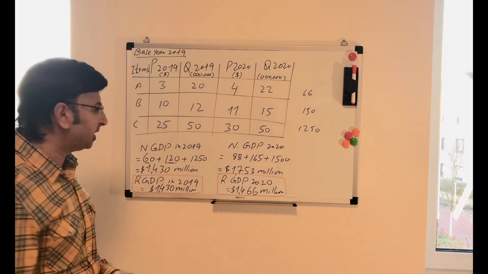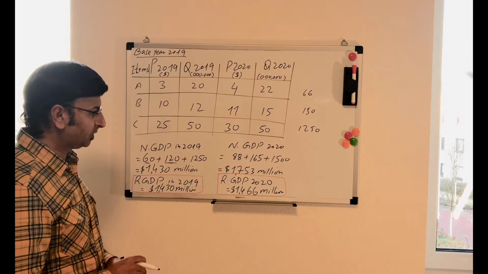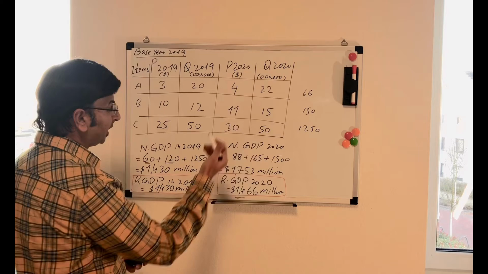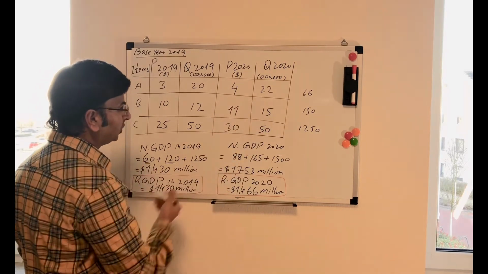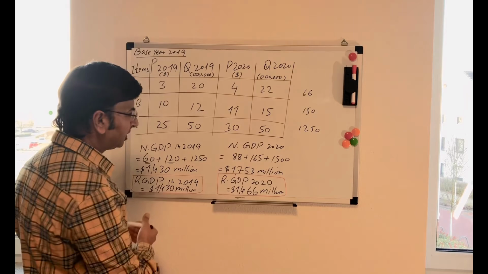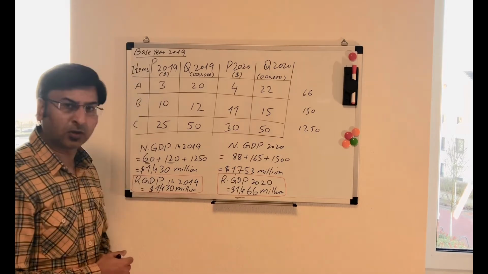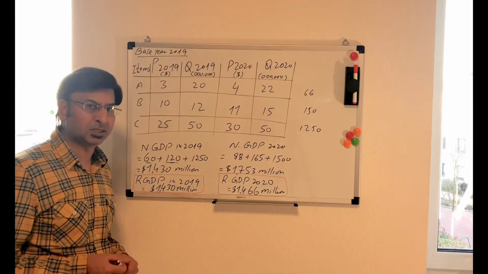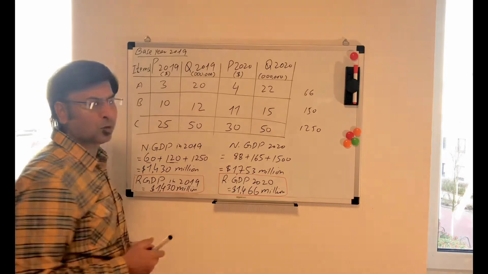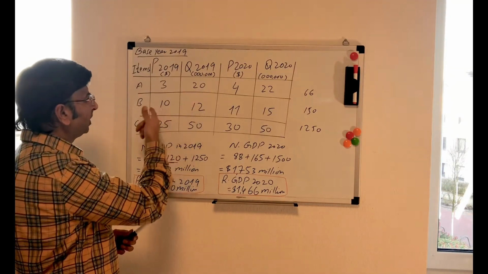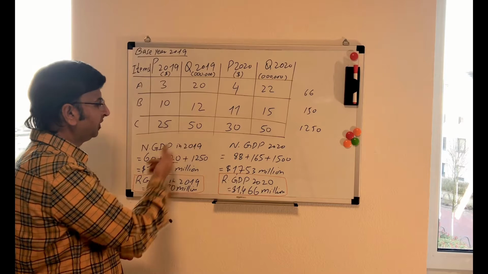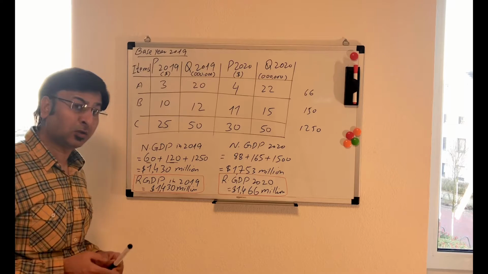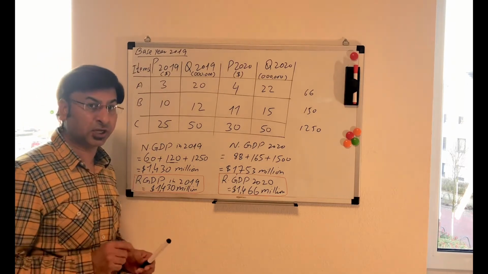The same process is repeated for 2020, where you can see that nominal GDP is calculated by multiplying 4 times 22, 11 times 15, plus 30 times 50, and you have a number 1,753 million. This means that we calculate nominal GDP by just multiplying price with quantity. 3 times 20 plus 10 times 12 plus 25 times 50, just add them up, it gives you the nominal GDP. In order to calculate real GDP, we have to slightly change the method.